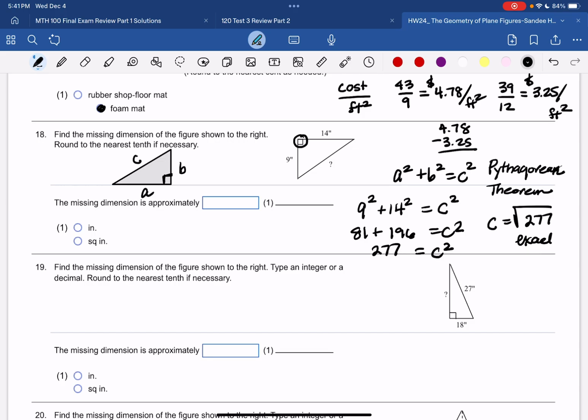Now, that's the exact answer, but they want us to give it approximately to the nearest tenth. So to do the square root, you press second and x squared, and then type 277. Second x squared, 277, is about 16.64. So to one decimal place, 16.6 inches. Now, we're not finding area, so we're not trying to measure the squares. We're just trying to find a single length, so that's in inches.